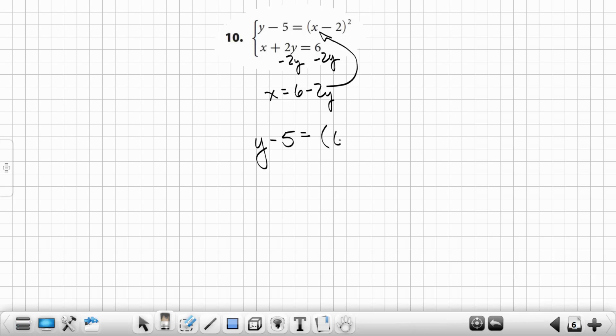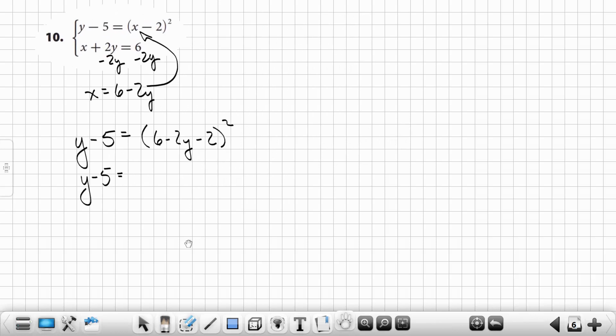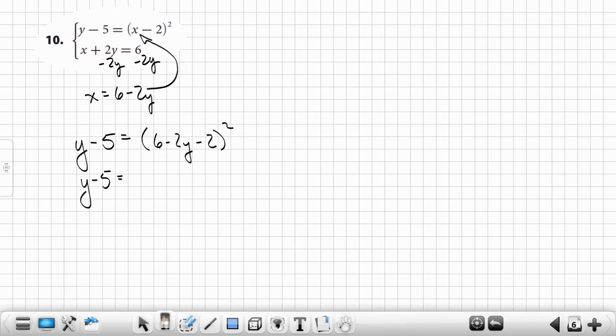Equals, this turns into 6 minus 2y minus 2 squared. This is good because it's going to reinforce our factoring skills anyways. I'm going to need a little bit more room probably. Slide that over. So I get 6, not 6 minus 2y, sorry, 6 minus 2. I can combine these two things. They are like terms, they're just numbers. 4 minus 2y squared. Now you guys have had lots of practice, so I'm going to write this one anyways, step by step. 4 minus 2y times 4 minus 2y.